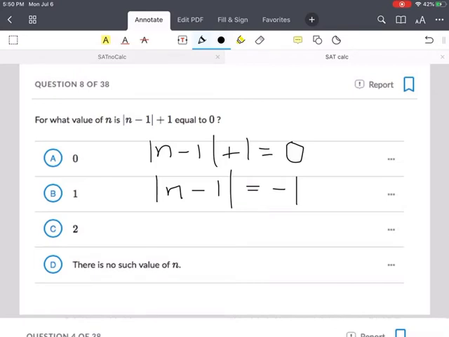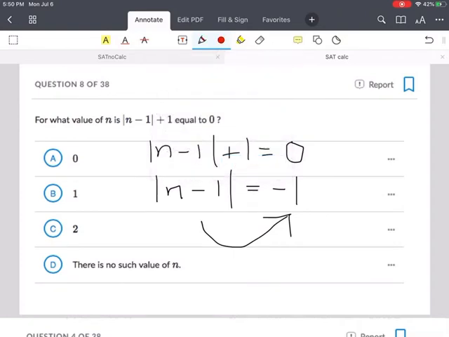So now we can think about this question a bit logically. For what value of n will the expression n minus 1 give us negative 1? And if we know absolute value a bit, we know that when you plug a number into an absolute value, it's always going to spit out a positive number, because what absolute value does is it takes the expression inside and makes it positive. So n minus 1, no matter what we do to it, it's always going to give us a positive number. There's no possible way that it's going to give us a negative number. So there's no way that we're going to get negative 1 from n minus 1.